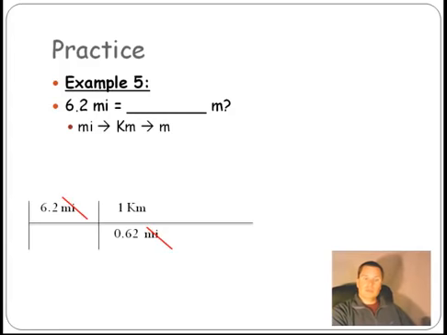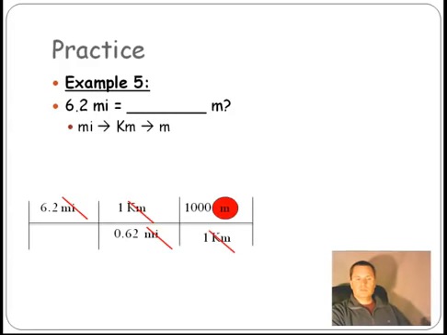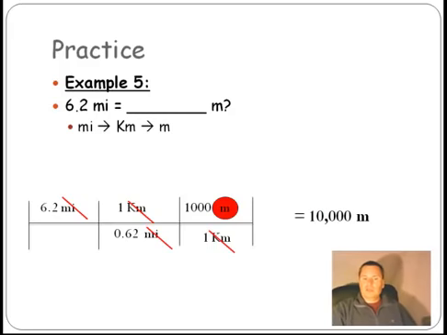Okay. Now, how do I get from kilometers to meters? Well, I know that 1 kilometer is equal to 1,000 meters. The question is, which one goes on the bottom? Well, I'm trying to get meters, so that goes on top. Kilometers goes on the bottom. My units cancel. Okay, and I'm left with the units of meters. Now what I have to do is do the math. 6.2 times 1 times 1,000 divided by 0.62 divided by 1 gives me an answer of 10,000 meters.